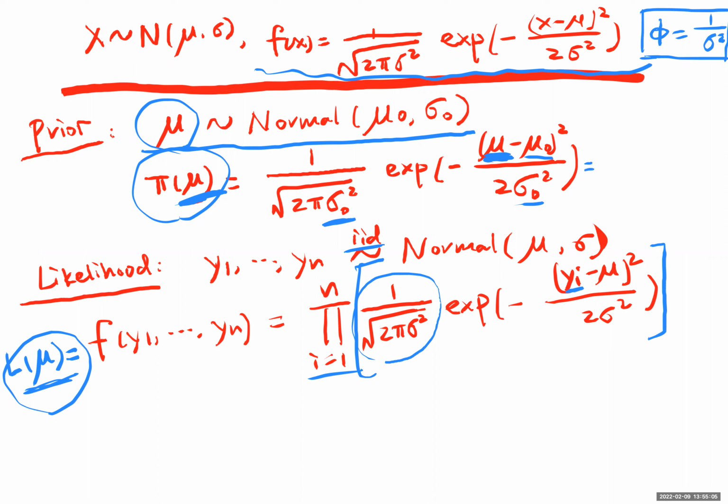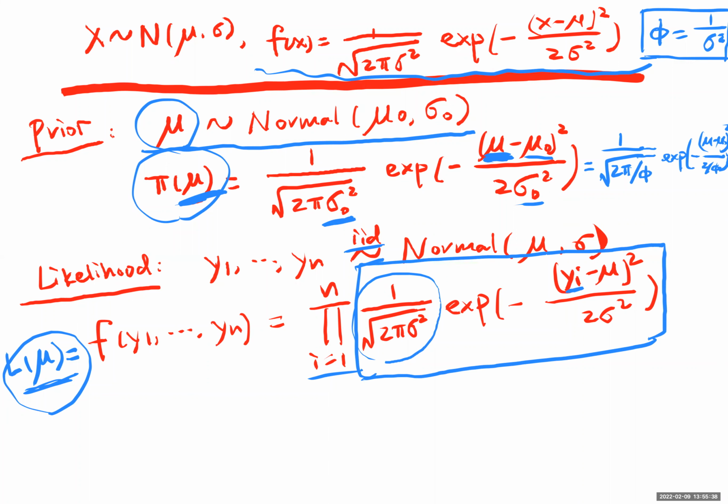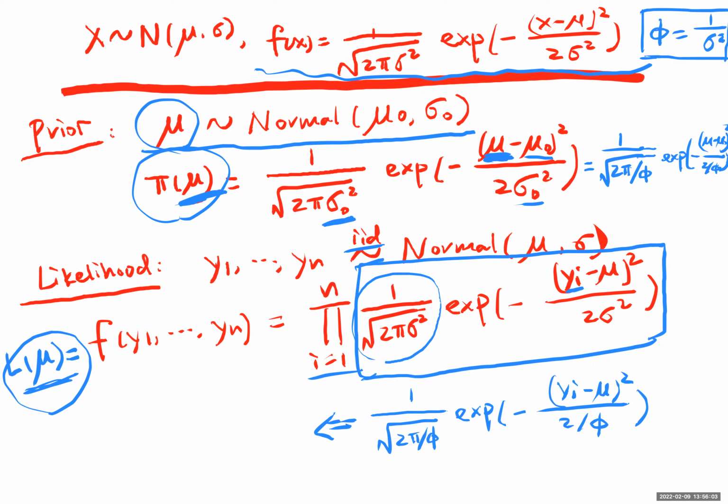So you see a sigma squared over here. What we have is going to be 1/2π, and then, sorry about the small size over here, we're just going to divide that by phi. And then in the exponent, you still have your (μ − μ₀)², and then over here, you have 2/φ. Similarly over here, for what's in this bracket, we're going to have 1/2π divided by phi within the square root, and then exp of −(yi minus mu) squared, the whole thing, over 2/φ. I'm just going to do the demo for the later one, because I have more space over here, but you can do that for the above.